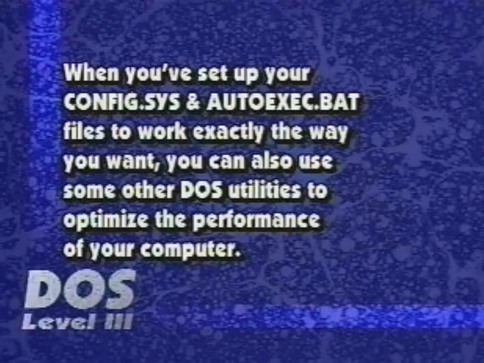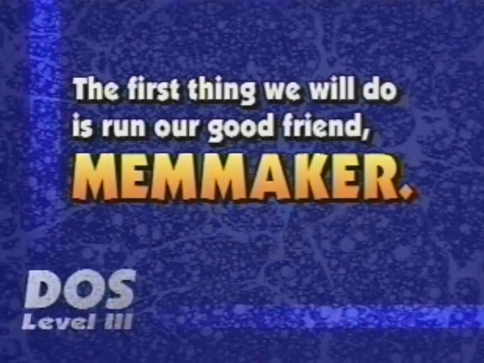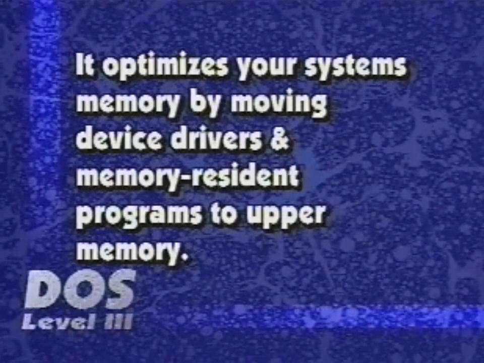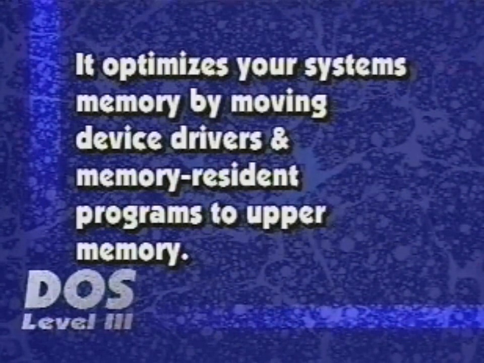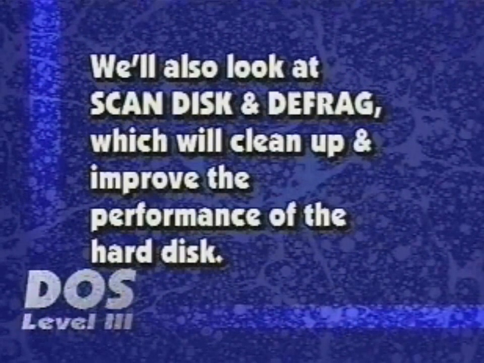When you set up your config.sys and autoexec.bat files to work exactly the way you want, you can also use some other DOS utilities to optimize the performance of your computer. The first thing we will do is run our good friend MemMaker. It optimizes your system's memory by moving device drivers and memory resident programs to upper memory. To run MemMaker, you must have a 386 or higher CPU in your system. We'll also look at ScanDisk and Defrag, which will clean up and improve the performance of the hard disk. When we're finished, you'll need a seatbelt to operate your computer.